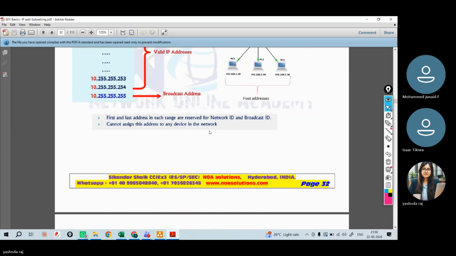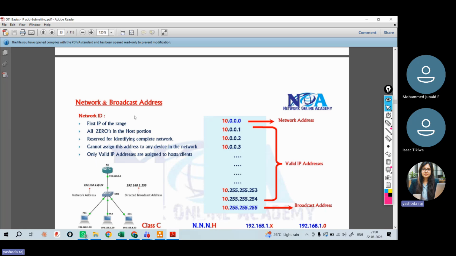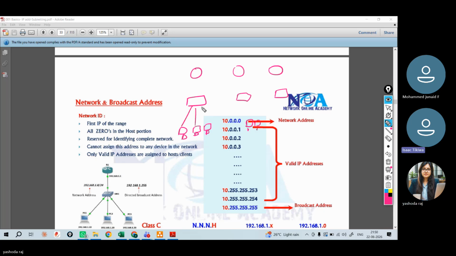Now we are going to understand what a network and a broadcast address are. For example, let me say I have these routers, here I have connected a switch, and here I have connected the end users. So these are the users. Let me say I have three routers. This is one topology, and here I have connected some users, with a switch.